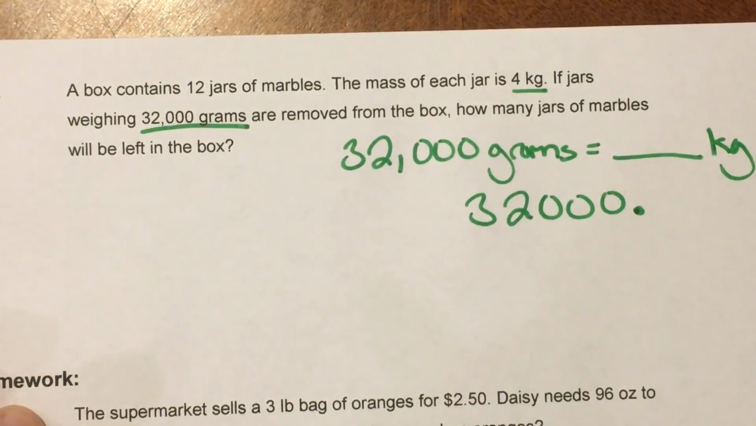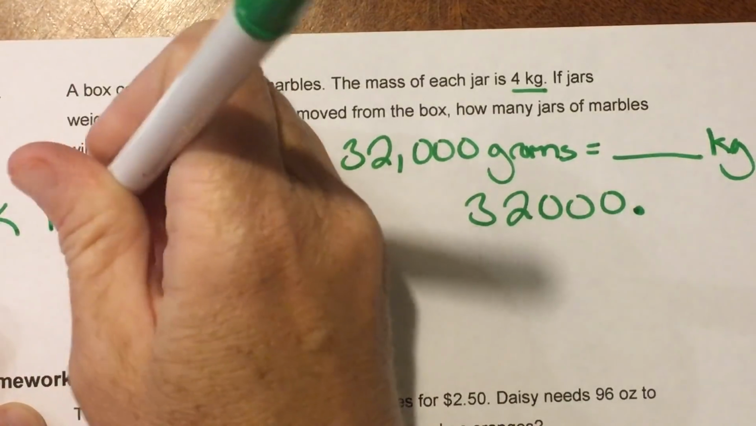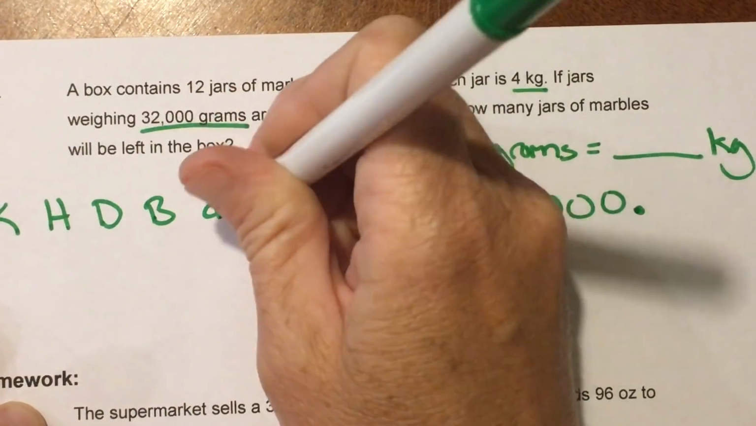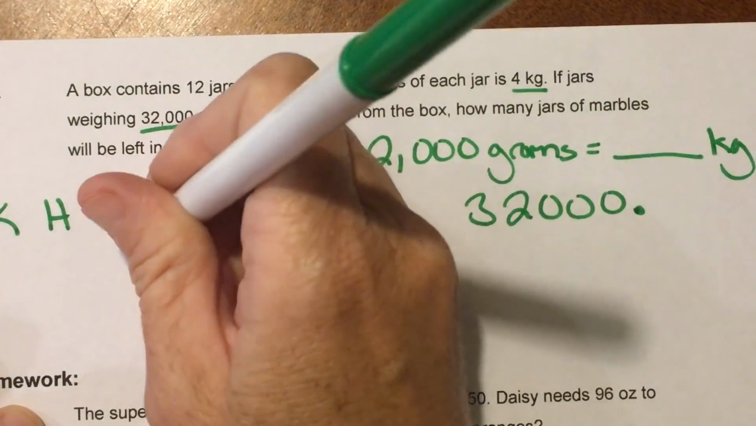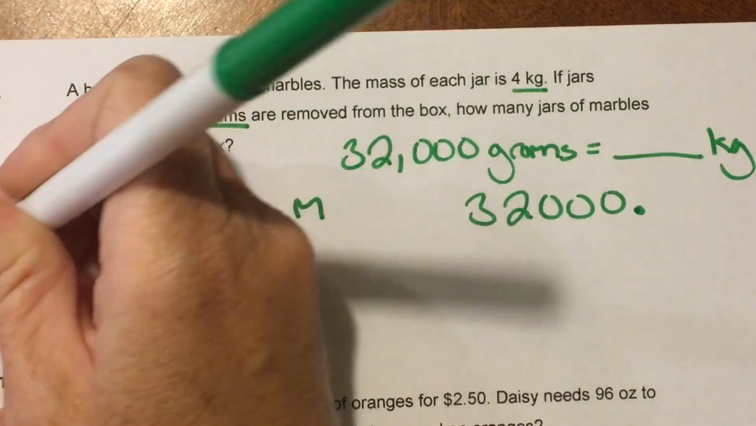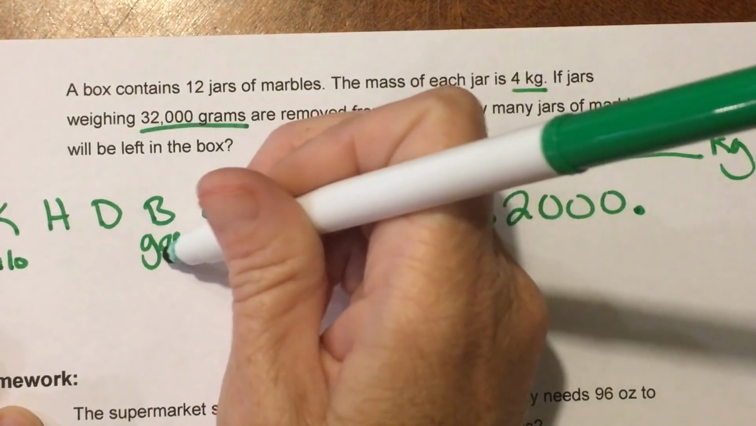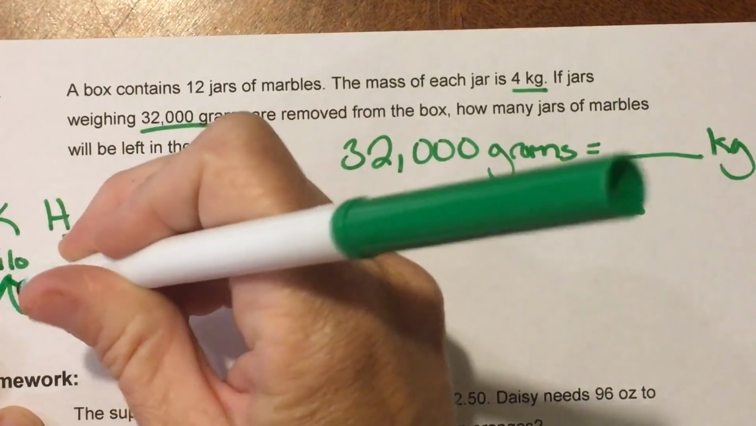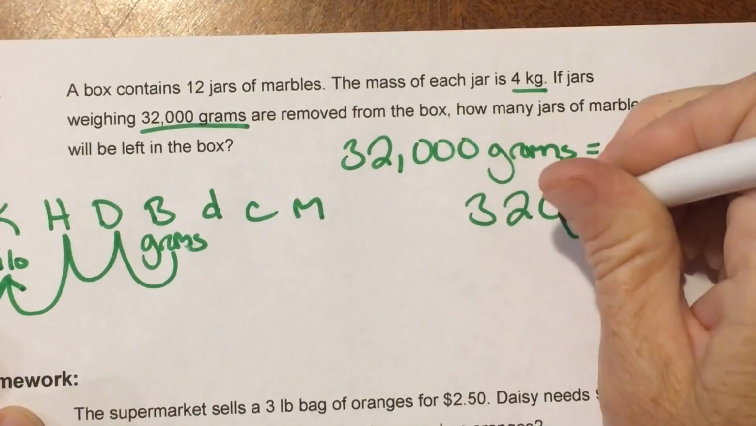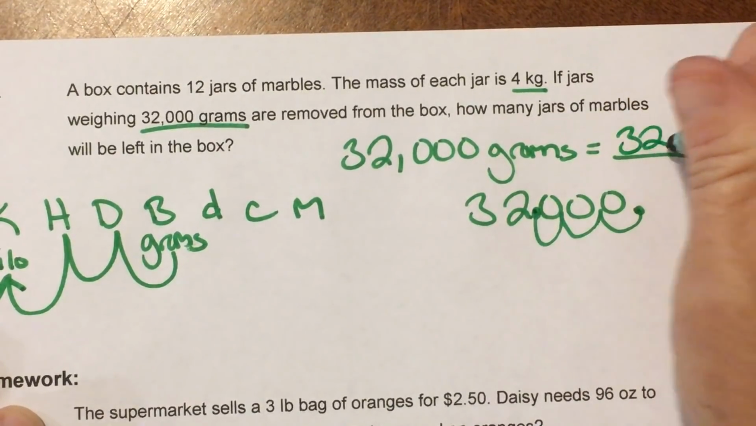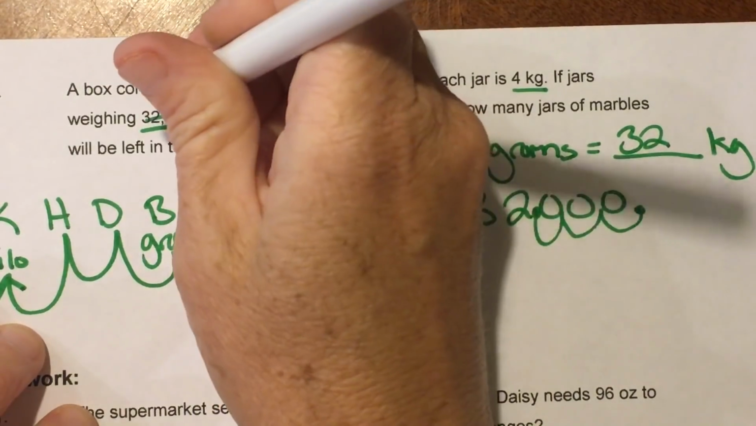Okay, so I know if it's metric system, I'm always using King Henry. So King Henry died by drinking chocolate milk. And for this problem, I'm doing grams to kilograms. And I'm actually moving grams to kilograms. So I moved 1, 2, 3 to the left, 1, 2, 3 to the left, and I get 32. Okay, so let's try this problem again.